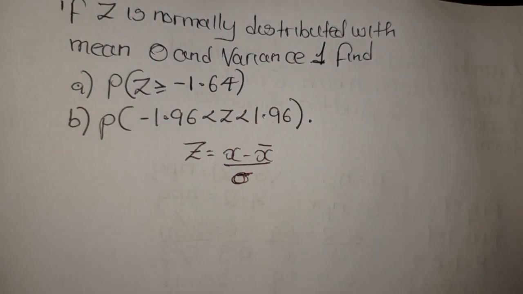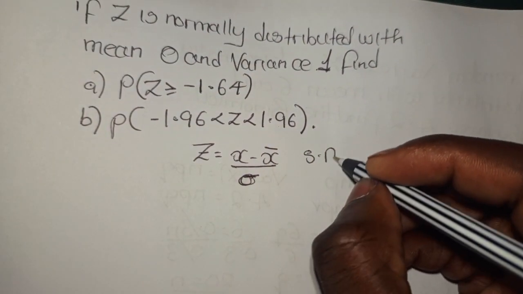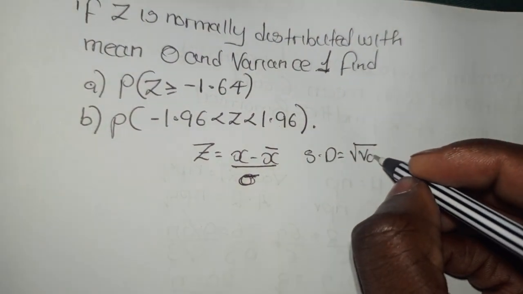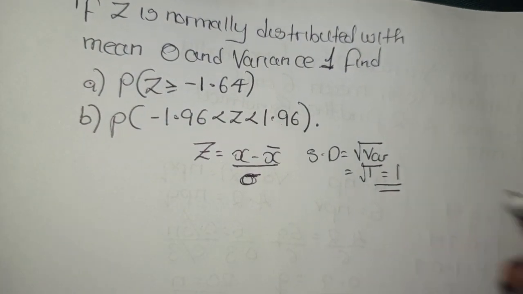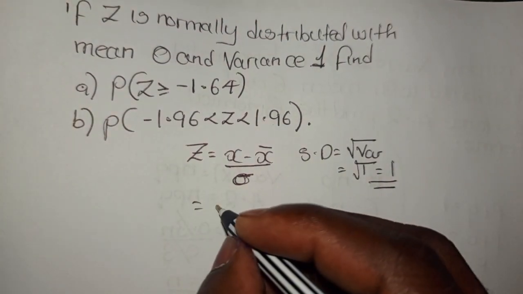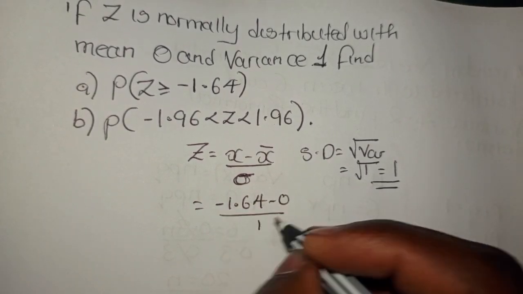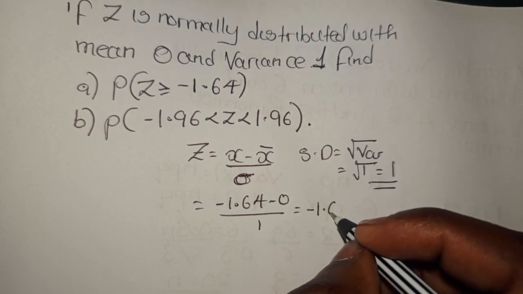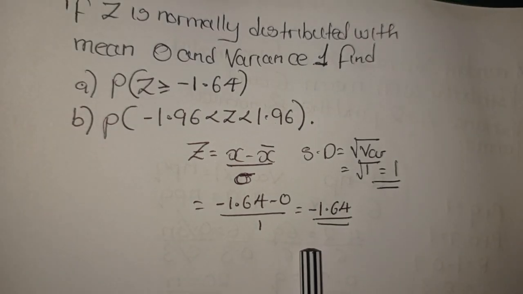So you know for sure that if you are given variance, to get the SD you always need to square root the variance. We know that the root of 1 is equal to 1, but we have no option but to show the process. So from here we say negative 1.64 minus 0 divided by 1, we still get negative 1.64. Immediately you get this, you now go to your Z table.